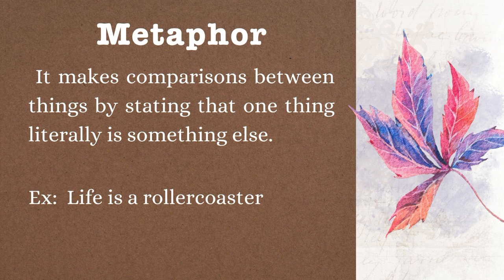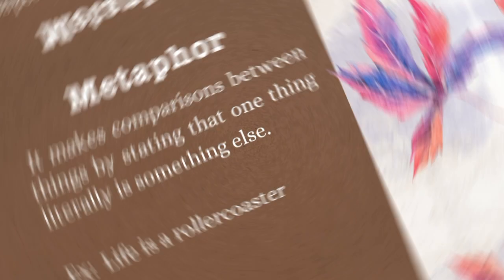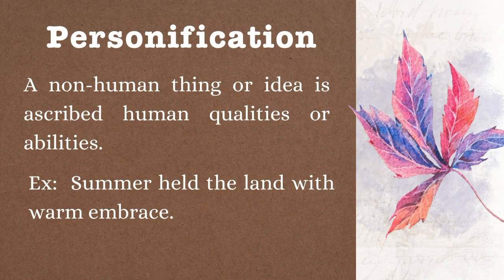This metaphor compares life to a roller coaster. It is suggesting that life has many ups and downs, just like the thrilling highs and lows of a roller coaster ride. It implies that life can be exciting and unpredictable. Next is personification. A non-human thing or idea is ascribed human qualities or abilities. For example, summer held the land with a warm embrace. This example of personification gives summer human-like qualities. It is suggesting that summer gently holds the land with warmth, creating a vivid image of the season's effect.